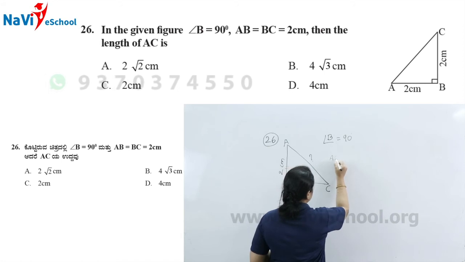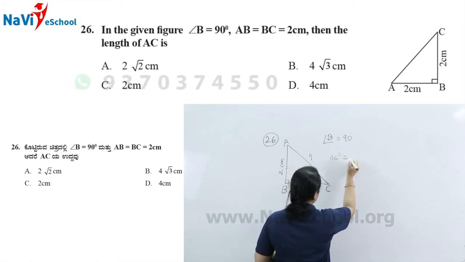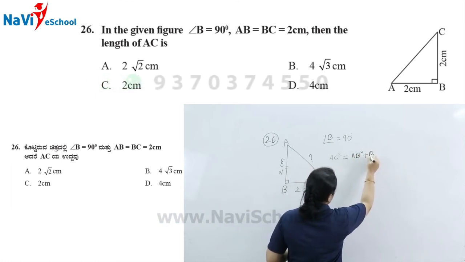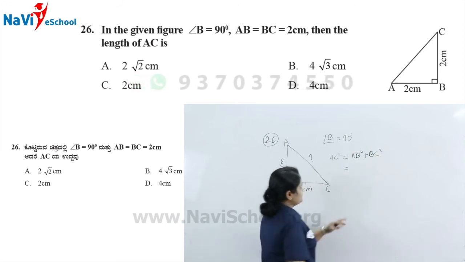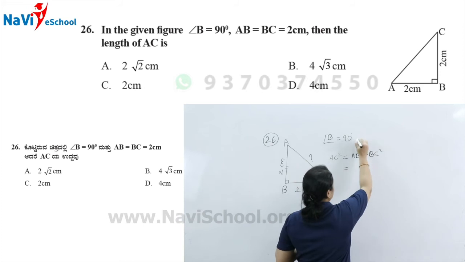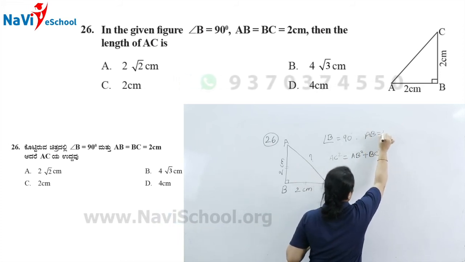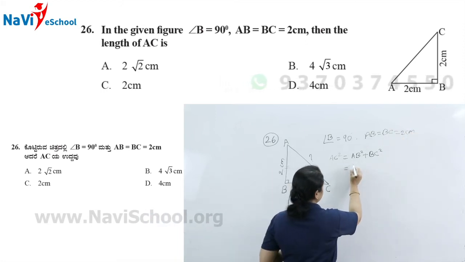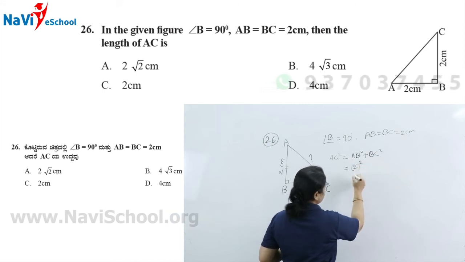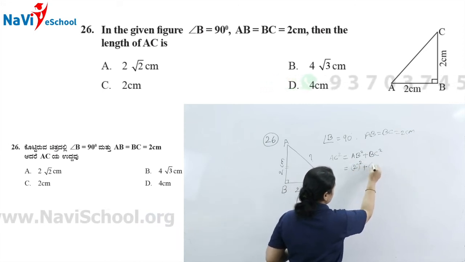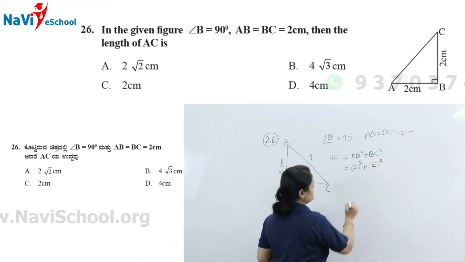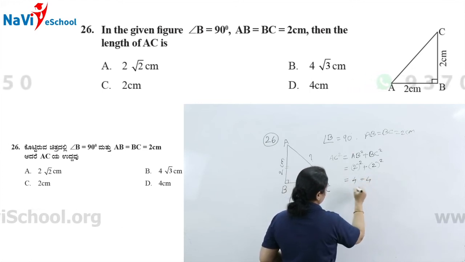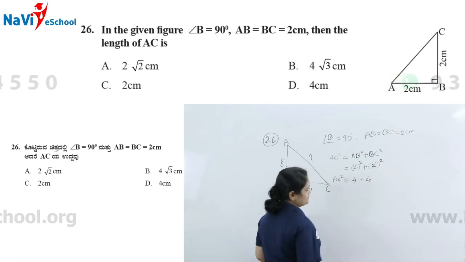So AC square is equal to AB square plus BC square. AB is how much? What have they given you? AB equal to BC is equal to 2 centimeter, isn't it? So take it here, AB is 2 centimeter, 2 square, plus BC is how much? It is also 2 centimeter. It will also be 2 square. Then 2 square means how much? 4 plus again 4. That is AC square.